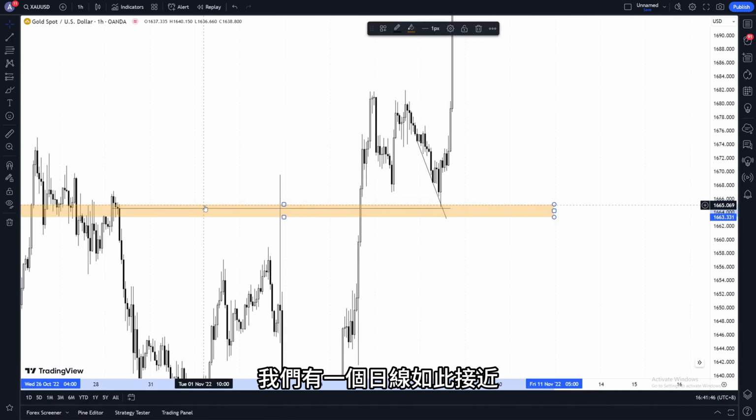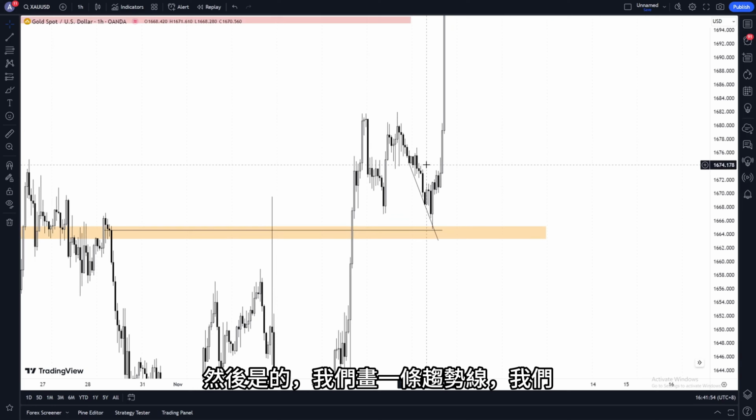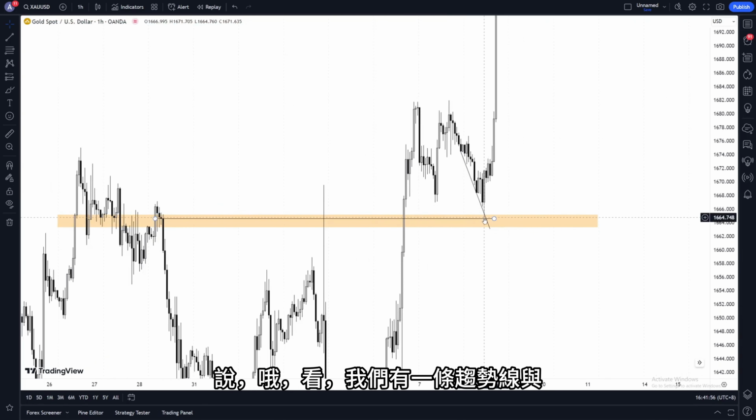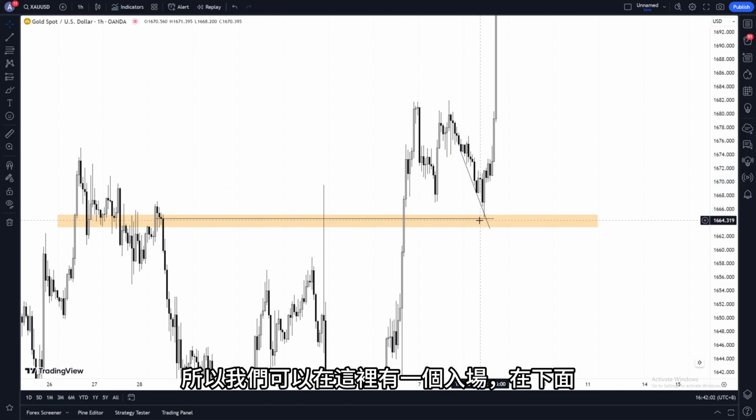The fact that we have a daily so close to the bottom. These are the discretions. This is the flexibility that we need to have. All right, guys. And then, yes, we draw ourselves a trend line and we say, oh, look, we have a trend line meeting up with the daily. And we also have a trend line meeting up with the bottom one. So we can have an entry here and another entry below.